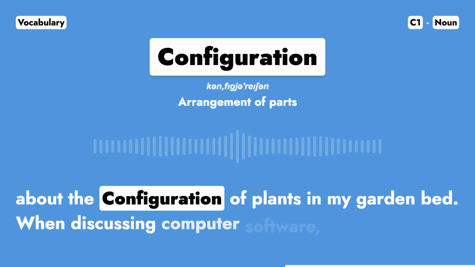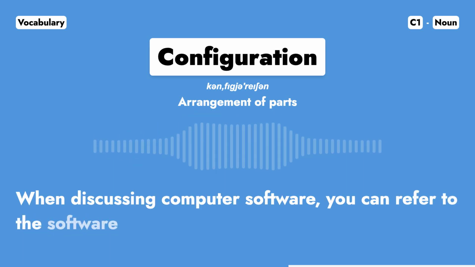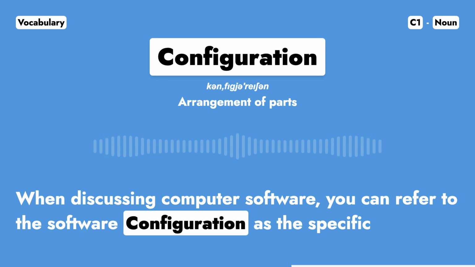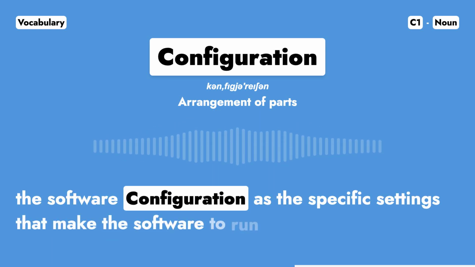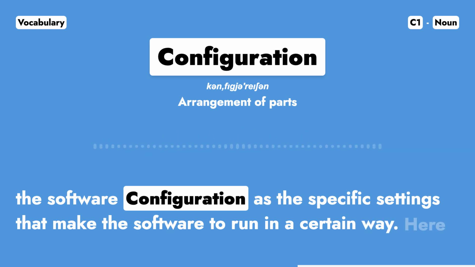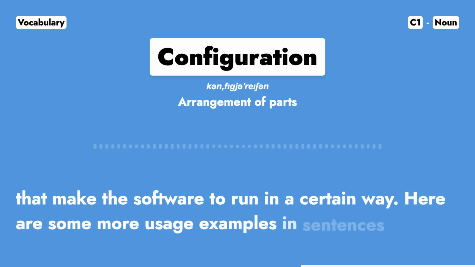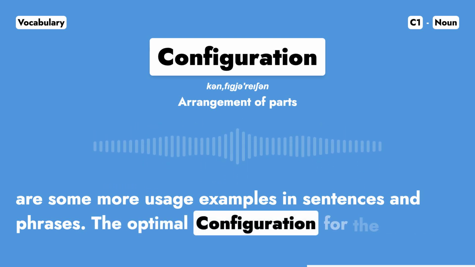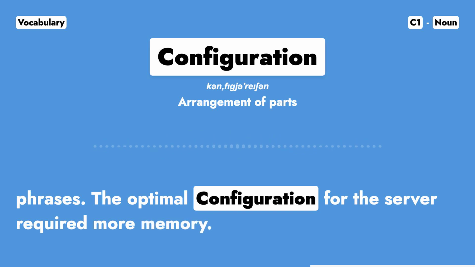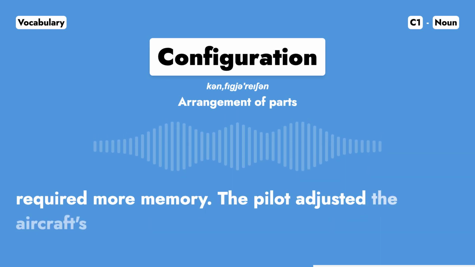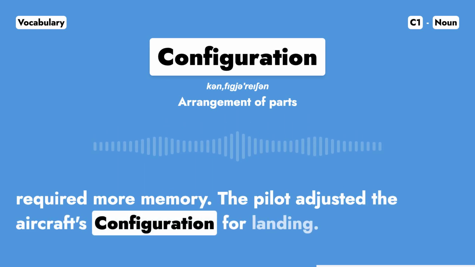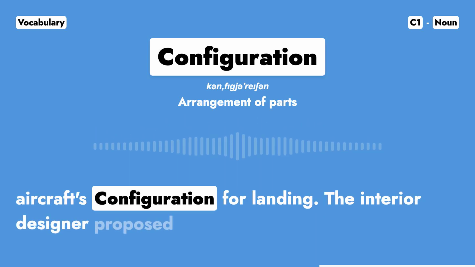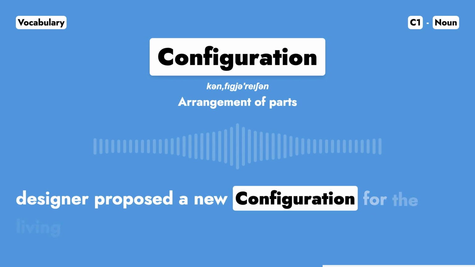When discussing computer software, you can refer to the software configuration as the specific settings that make the software run in a certain way. Here are some more usage examples in sentences and phrases. The optimal configuration for the server required more memory. The pilot adjusted the aircraft's configuration for landing. The interior designer proposed a new configuration for the living room.